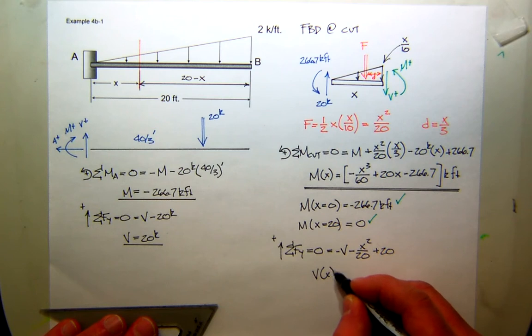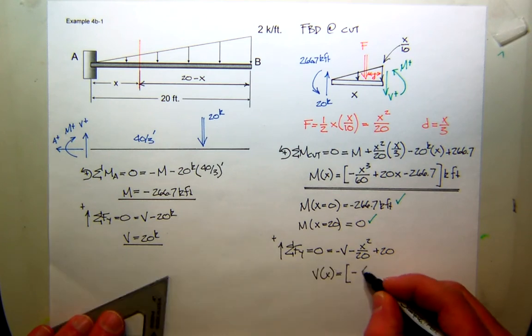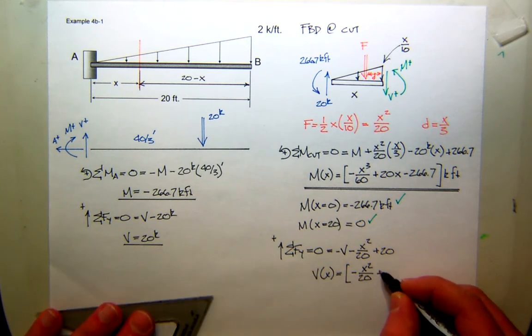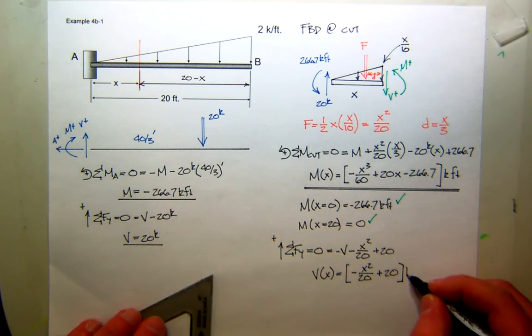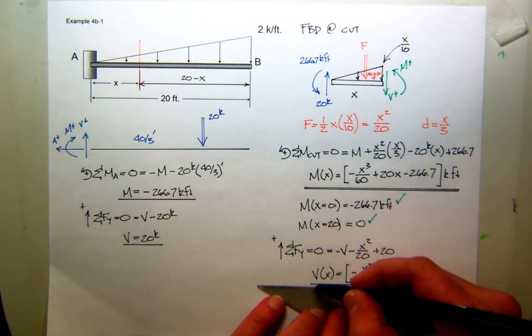So shear as a function of x looks like minus x squared over 20 plus 20, and that should be units of kips. Now, do I know something about the shear?